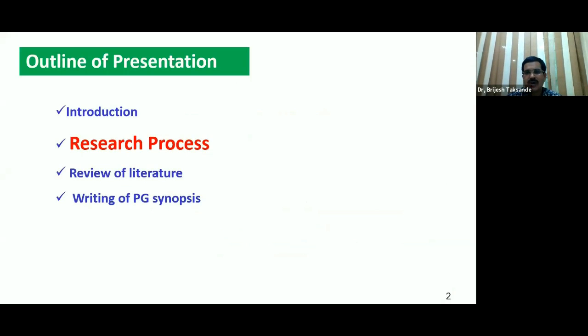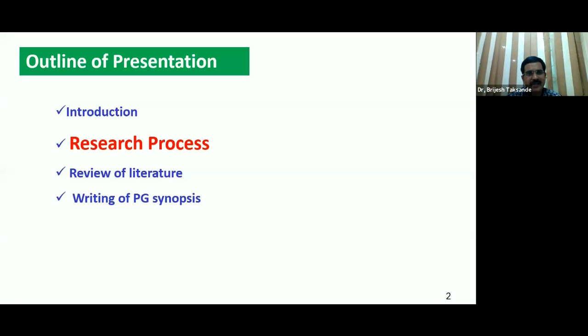So this is the outline of my presentation. The first three slides I have dedicated to the introduction of research. We'll understand what research is, by meaning and by definition. Then we'll see what you understand by a PG dissertation or PG thesis. And then we'll also touch on the different characteristics which need to be shown by a PG student belonging to the pharmaceutical sciences.